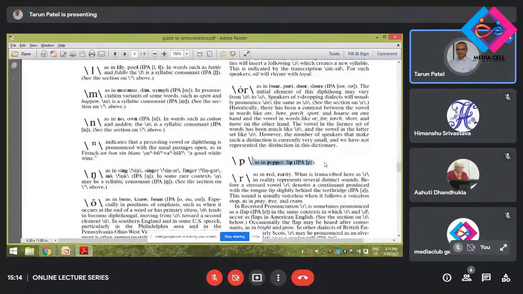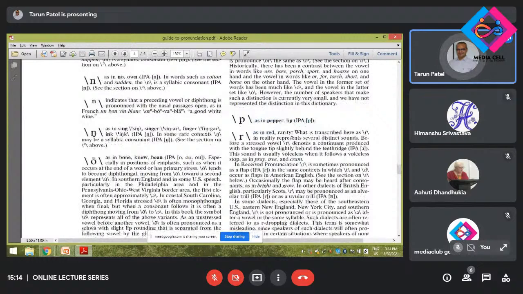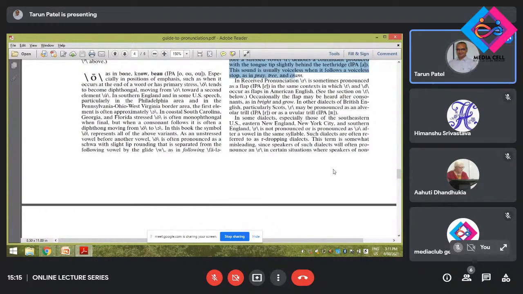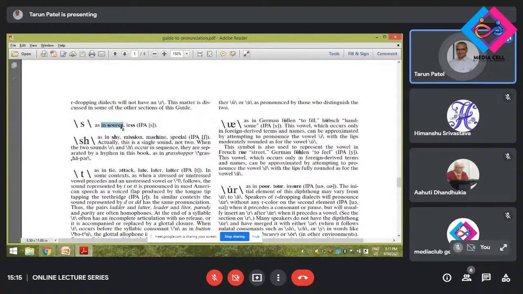Similarly, p as in pepper and lip, and r as in red, rarity. Now, what is transcribed here as r in reality represents several distinct sounds. Before a stressed vowel, r denotes a continuum produced with the tongue tip slightly behind the teeth region. And this sound is usually voiceless when it follows a voiceless stop, as in pray or tree or cram. All right. Similarly, s as in source or less, we have the symbol s that represents the sound so. And sh as in shy or mission or machine or spatial, we have this long s. And actually this is a single sound and not two.